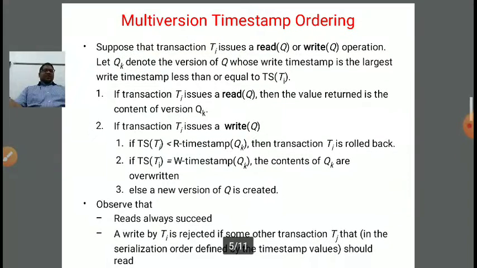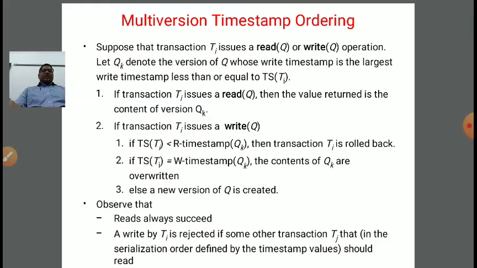Now multi-version timestamp ordering. Suppose that transaction Ti issues a read or write operation on data item Q. Then let's say Qk denotes the version of Q whose write timestamp is the largest write timestamp less than or equal to timestamp of Ti. Clear? Now there are two possibilities. If the transaction Ti issues a read operation on data item Q, then the value returned is the content of the version Qk.